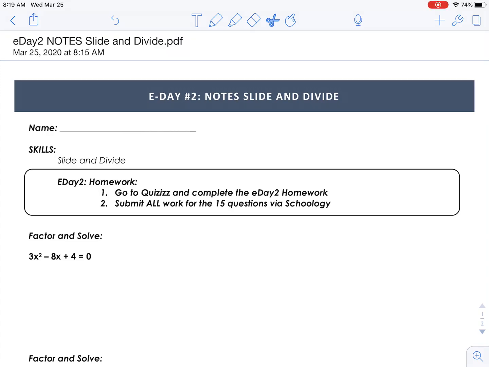Welcome to eDay2. We are going to review slide and divide to factor today.